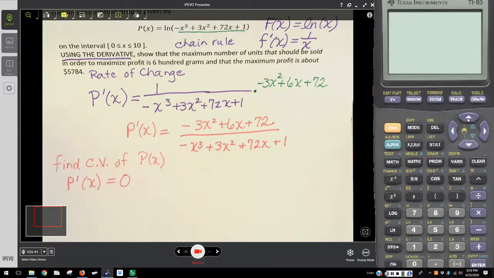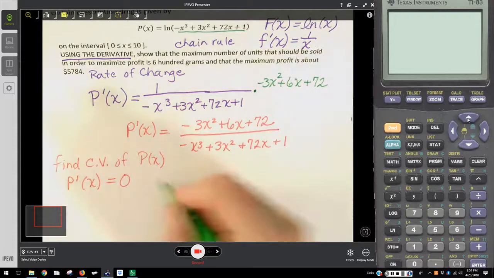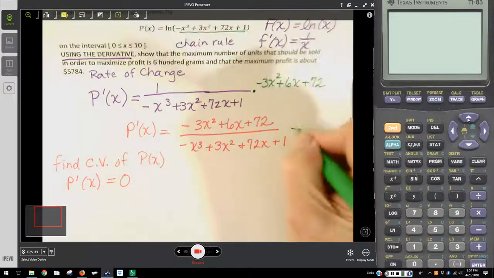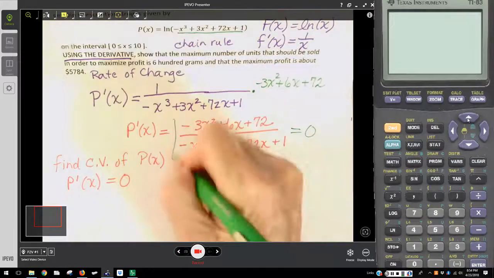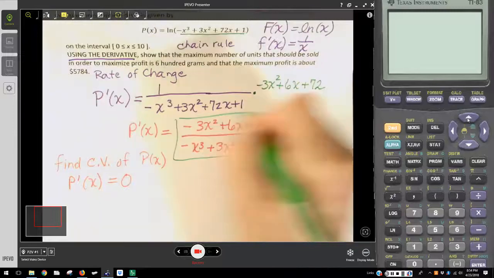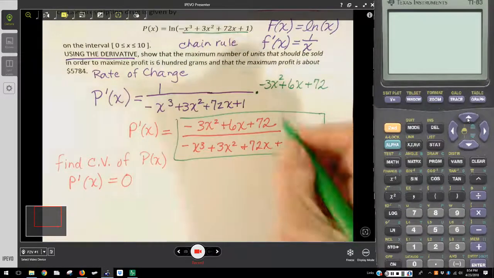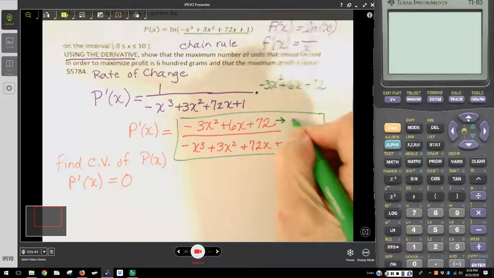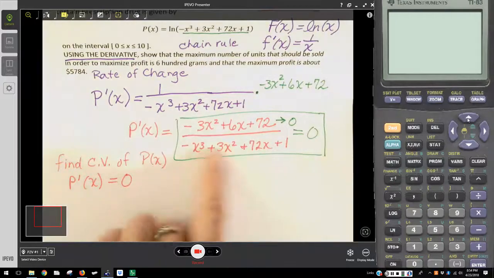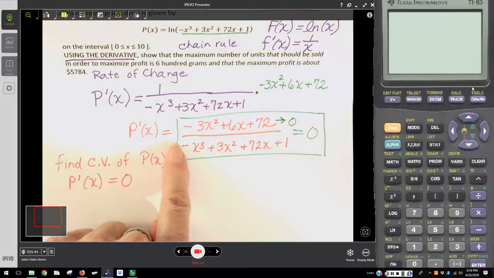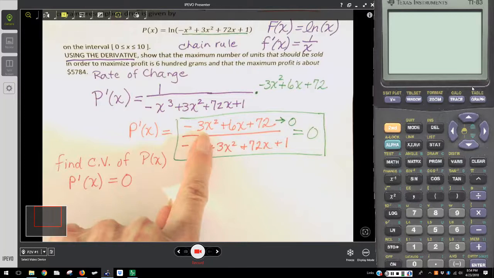So with that in mind, this is equal to 0 only if the numerator is equal to 0. It doesn't matter what the denominator is. If the denominator is dividing into 0, then the result, p prime, is going to be 0. So we're only interested in where the numerator is equal to 0.